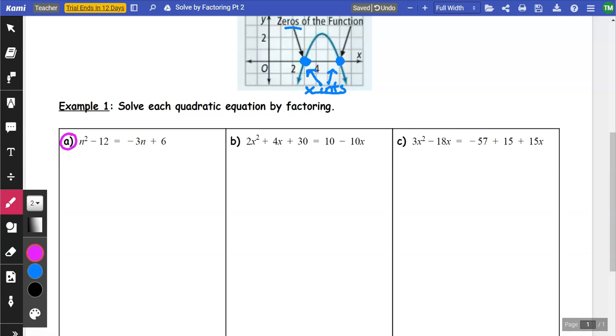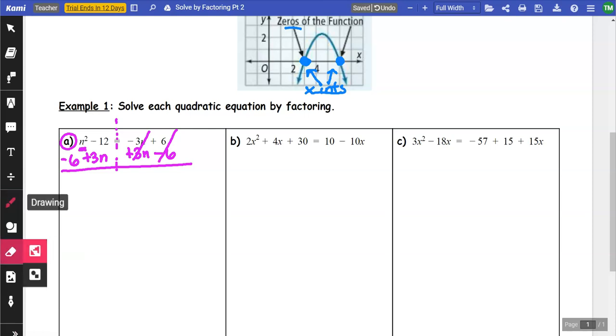Well, the n squared is on the left side of the equal sign. So I'm going to move negative 3n and 6 to the other side. Right now they're on the right side. So how do I move negative 3n to the other side of this equation? I add it. And then how do I move positive 6 to the other side? I subtract it. Okay, let's simplify. What's 6 minus 6? 0. What's negative 3n plus 3n? 0. So now what do we have left on the right-hand side of this equation? 0.